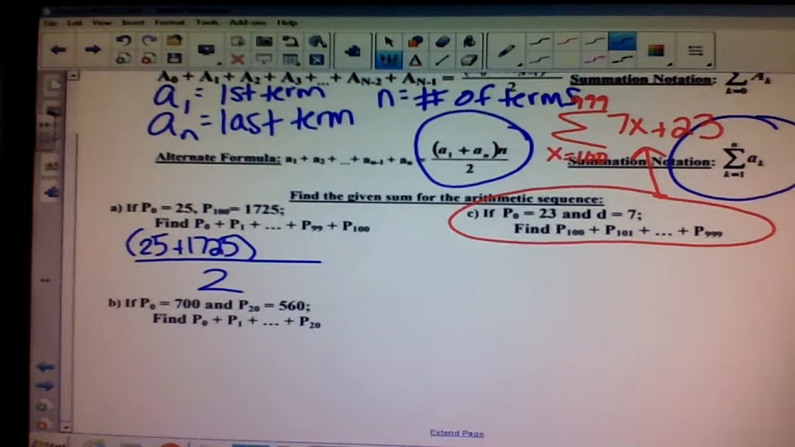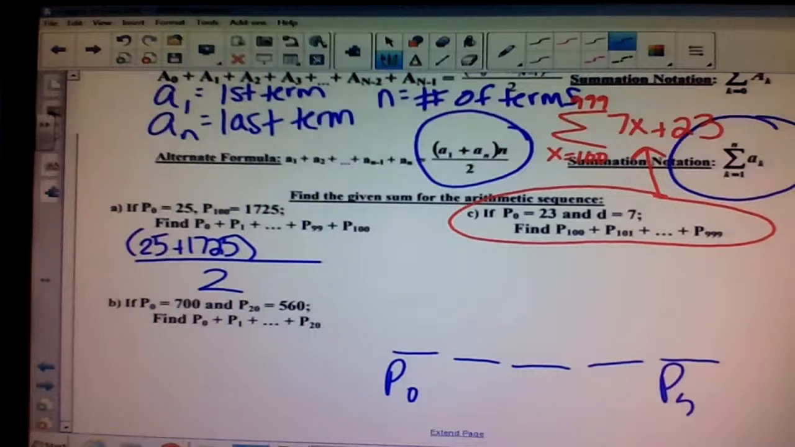The problem is, how many terms do I have if I'm going from the 0 term to the 100 term? And no, it's not 100, and it's not 99. It's 101. If you think about it, if this is P sub 0, this is P sub 1, this is P sub 2, this is P sub 3, this is P sub 4.